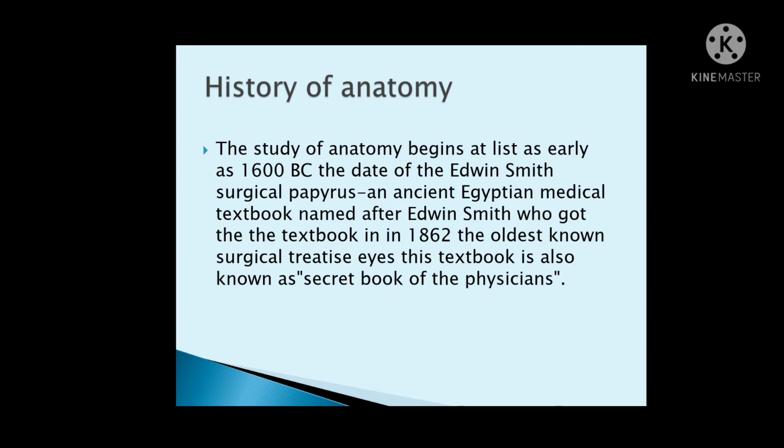Edwin Smith's Surgical Papyrus, an ancient Greek book, is the proof of anatomy being done in ancient times. This book was purchased by Edwin Smith in 1862. Then the book was named Edwin Smith's Surgical Papyrus. This book is written in Greek language. This book is also known as the Secret Book of the Physician.